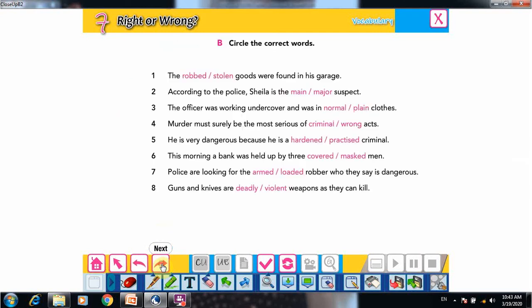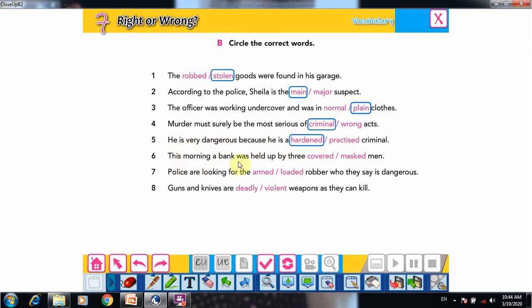Now let's go to exercise B. The goods were found in the garage. So robbed or stolen? Yes, it's stolen. According to the police, Sheila is the main suspect. So is it main or major? Main suspect. The officer was working undercover and was in plain clothes. So plain. Murder must surely be the most serious of criminal acts. So it's criminal. He is very dangerous because he is a hardened criminal. Hardened or practiced? So hardened.